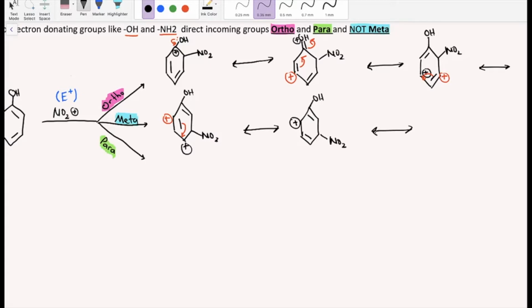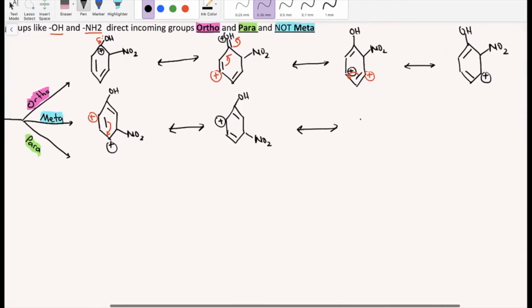I think we only have one more option here, right? The only other possible resonance structure is going to be if I move these electrons right here, and I put my plus charge wherever I have a lack of electrons.